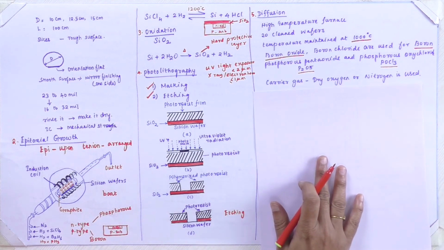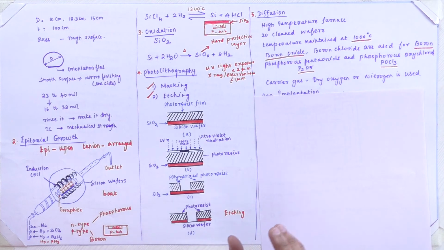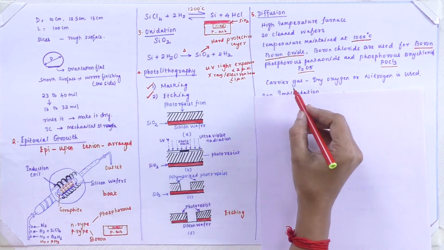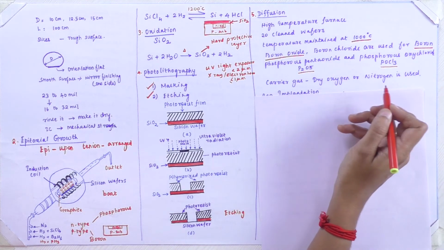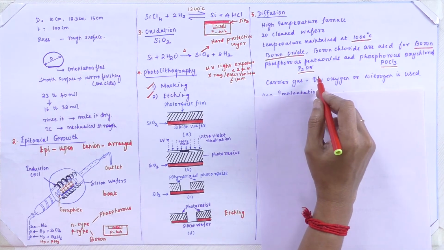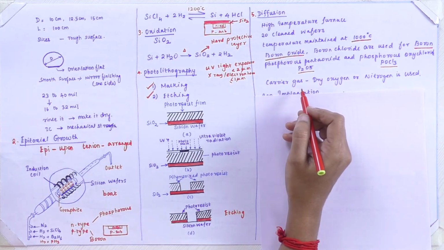So here we have an expression that we are going to add some impurities. This is to be maintained at high temperature. To maintain this at a high temperature, hydrogen gas, dry oxygen or nitrogen gas is to be passed to these impurities. This we call the carrier gas.